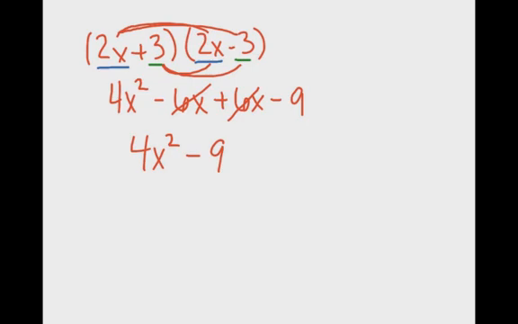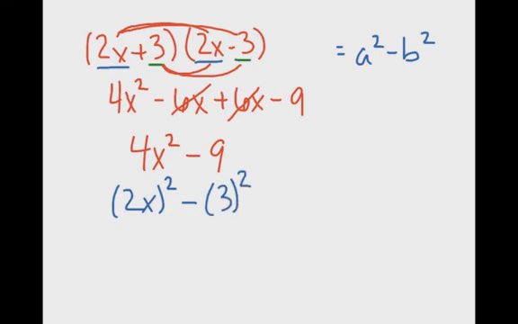Now, if we wanted to use our difference of squares property, remember that equals a squared minus b squared. Earlier I said a was 2x, so we have 2x squared minus, and our b is 3, so then we have 3 squared. When we simplify that, we get 4x squared minus 9, which is the exact same thing we got up there.